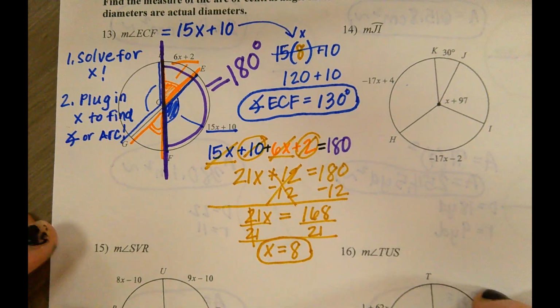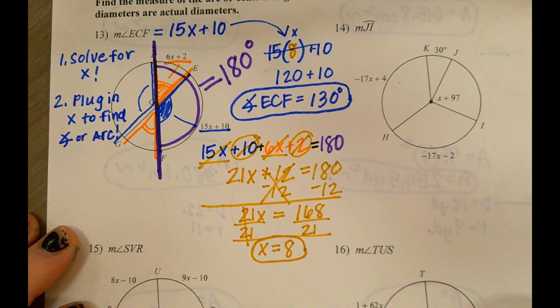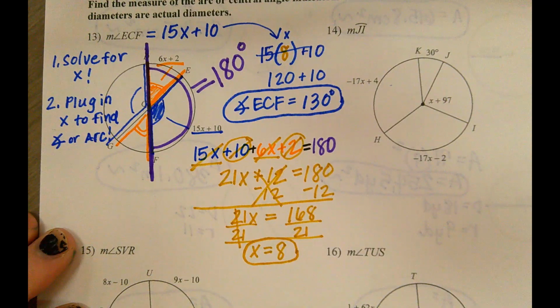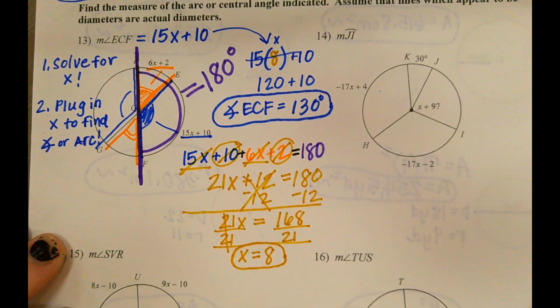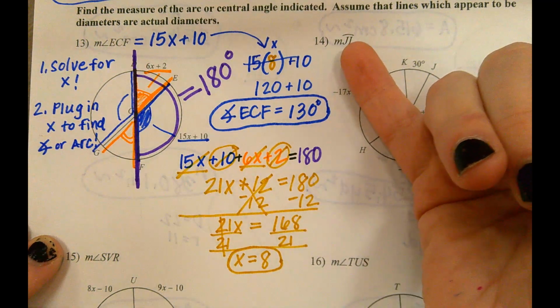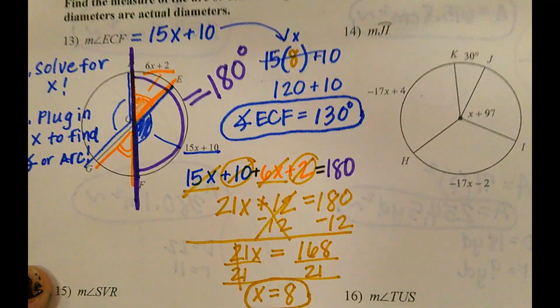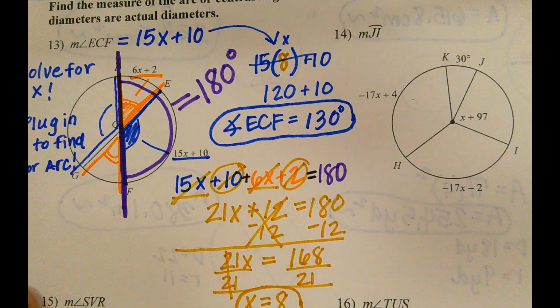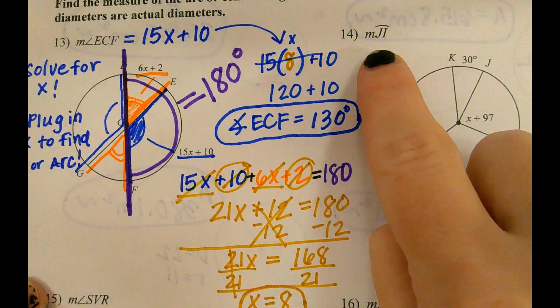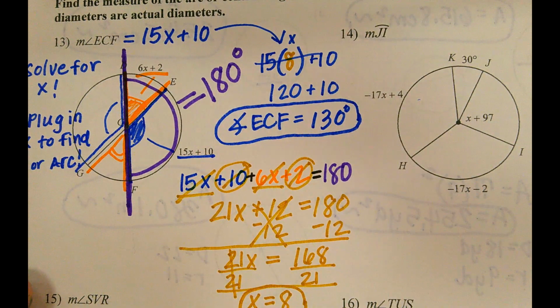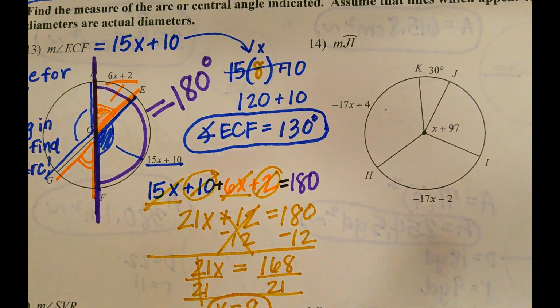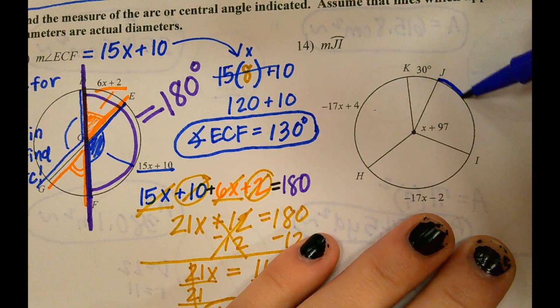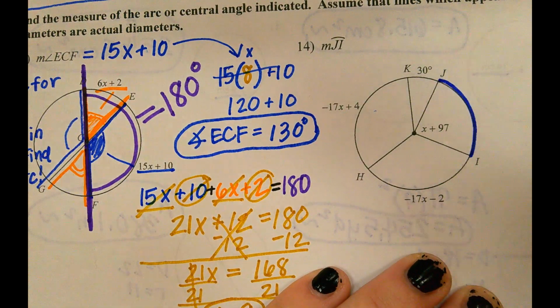Let's look at number 14 because this one is different. First thing I like to check for, obviously, is what do they want us to find? So let me do that first. We want the measure of the arc JI. Now, instead of looking for 3 points and seeing what angle, we're just going to find J and I, and it's right here, J to I.